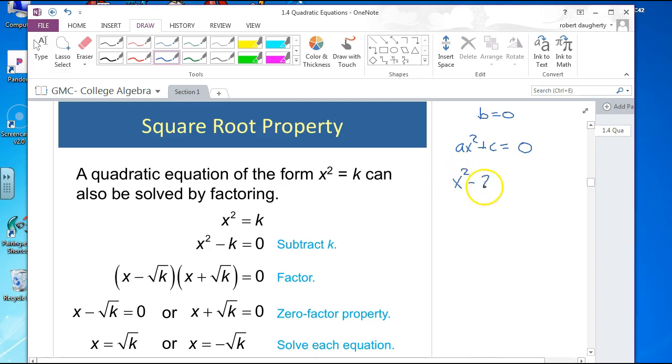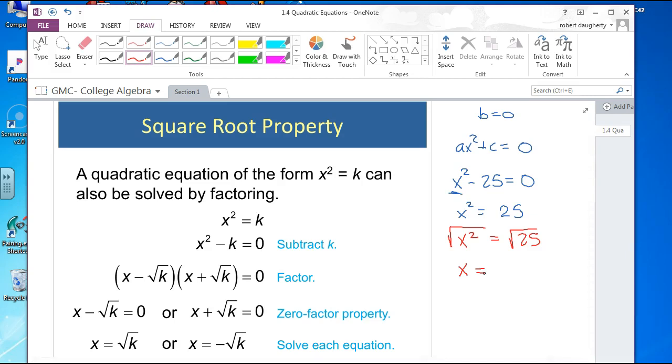Let's look at something like x squared minus 25 equals 0, okay? I can isolate this squared term, so x squared is equal to 25. Now I can take the square root of both sides. The square root of x squared equals the square root of 25. Now when I take the square root of x squared, that just gives me x. But anytime I take the even root of an even power, I'm going to have two answers. What two numbers can you square to get 25? Well, that's a 5 and a negative 5. There are going to be two answers here.